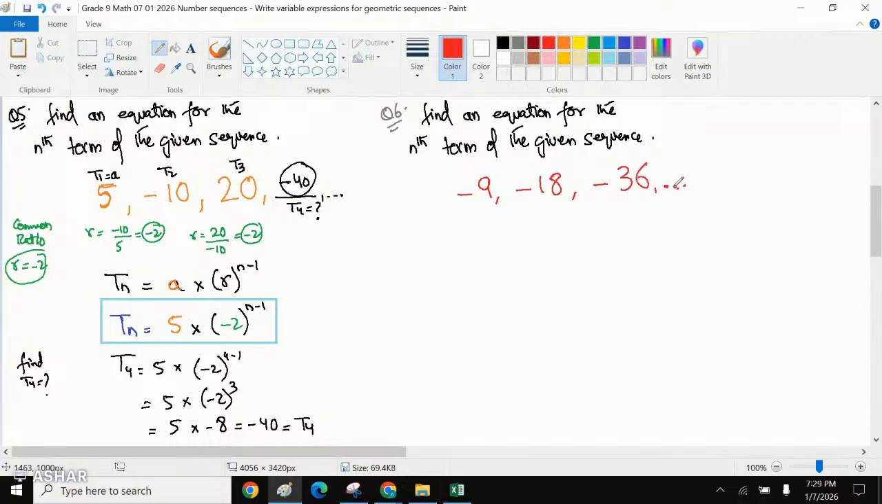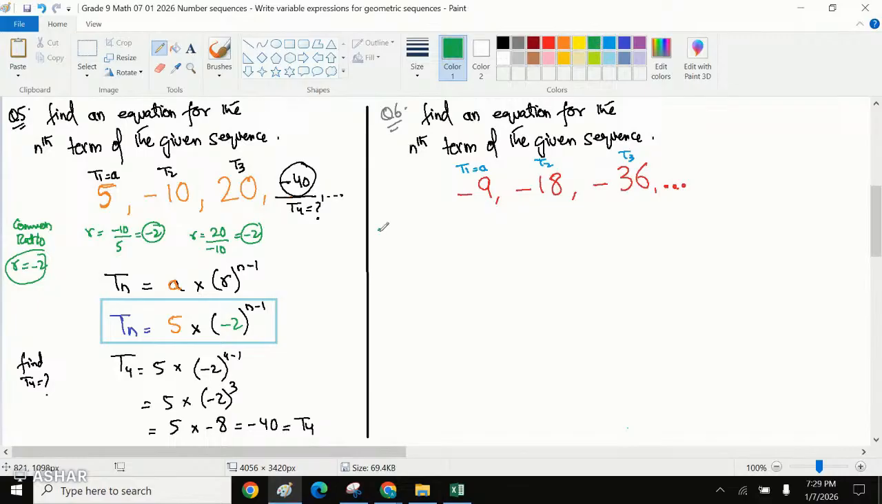We can find the pattern already. This is 9, 9 times 2 is 18, 18 times 2 is 36, right? We have the pattern in front of us. That means the number is being doubled, and the next term should be -72. But we do not need to find the next term. What we need to find is an equation for the nth term, right? So first things first, this is term number 1, this is term number 2, this is term number 3.